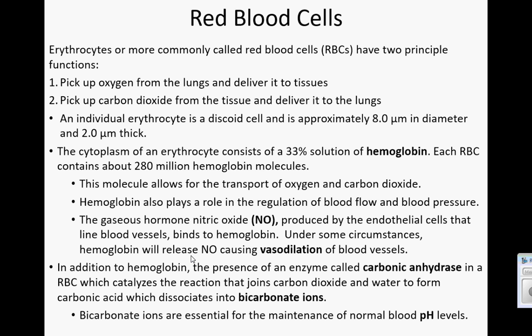Now, I've said oxygen, but hemoglobin does carry CO2 as well, carbon dioxide. It just doesn't do it nearly as much as it does for oxygen.